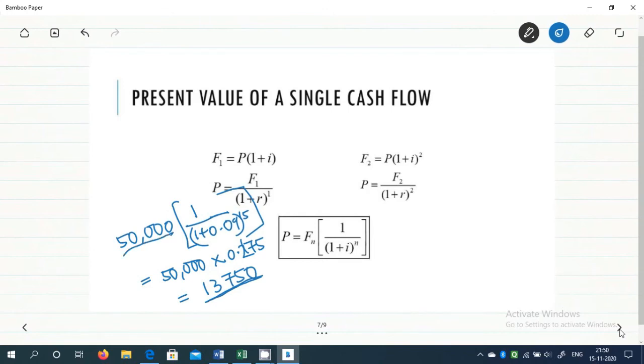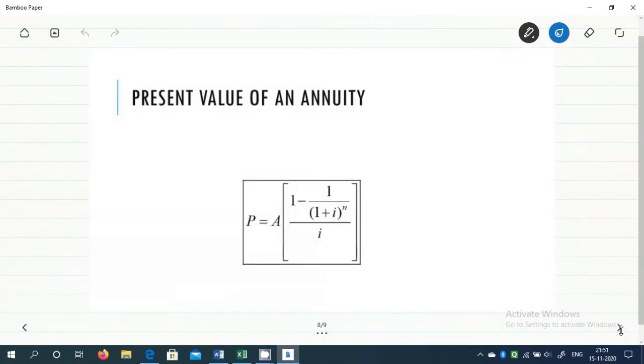We should not assume that it is 50,000, because, as I said when I started the session, whatever amount we are getting after a particular time frame and the present value, there is a difference between them. So we have taken the example of 50,000, and I have found how much the present value is. Using this formula, I found that it is not 50,000 in today's value; the present value is 13,750.